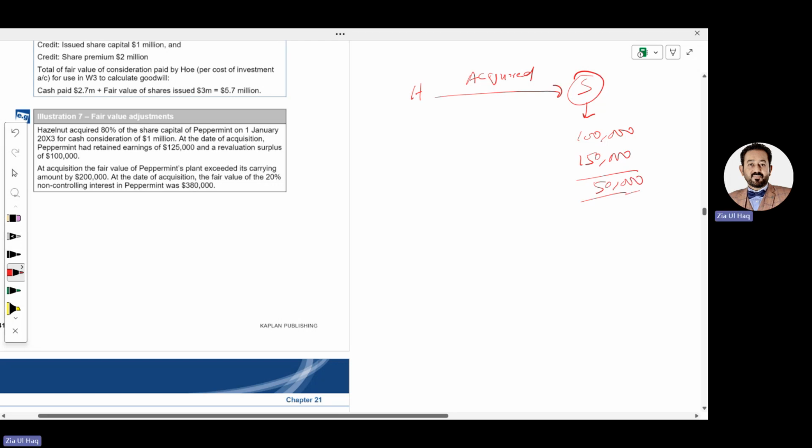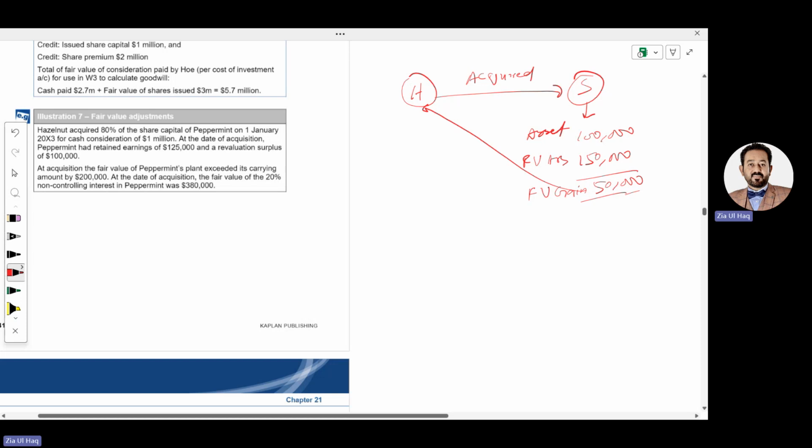How much profit can they gain? 50,000. After acquisition of the subsidiary, this profit also belongs to the holding company. Because after acquisition, whatever is the profit of the subsidiary, the holding company will also have a right to that profit according to their percentage of holding. This means this was an asset, this was the fair value of the asset, and this was a fair value gain.